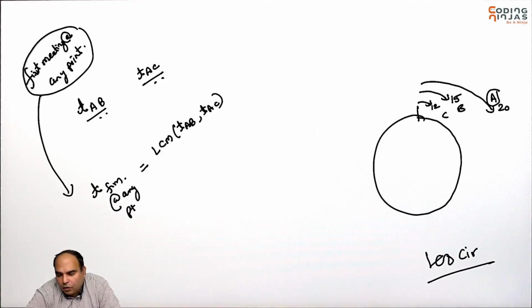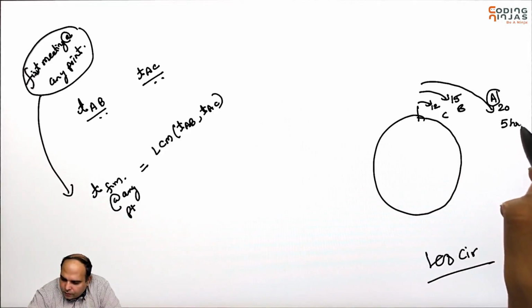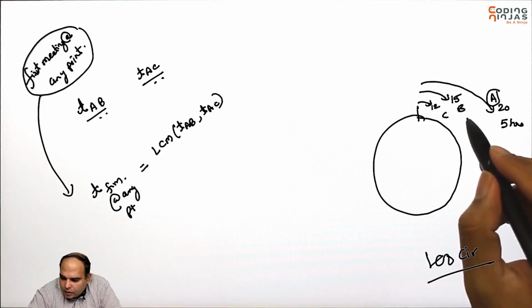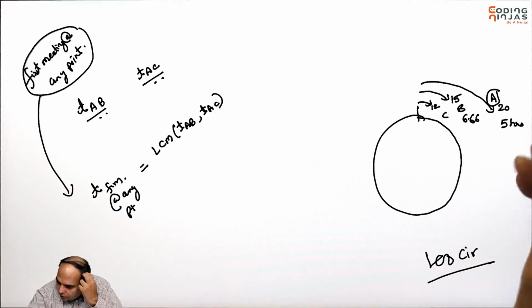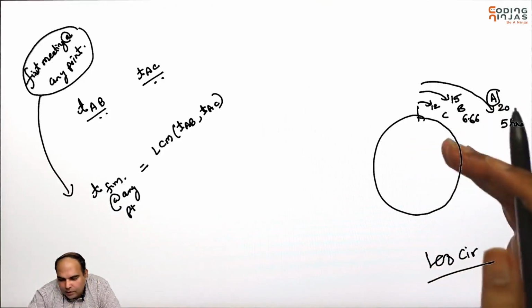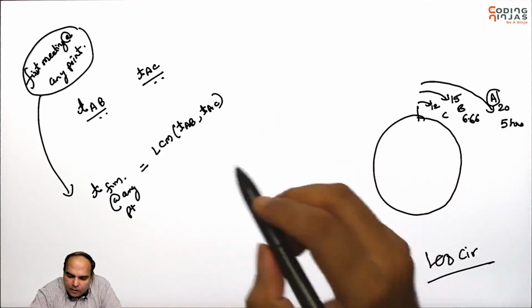So the question arises, how do you find TAB and TAC? For that, let's look at this. A does a round in 5 hours, B does a round in 6.66 hours. I'll just show you how to find TAB. You can use the similar thing with TAC and find out. But before I go there, one last thing here.